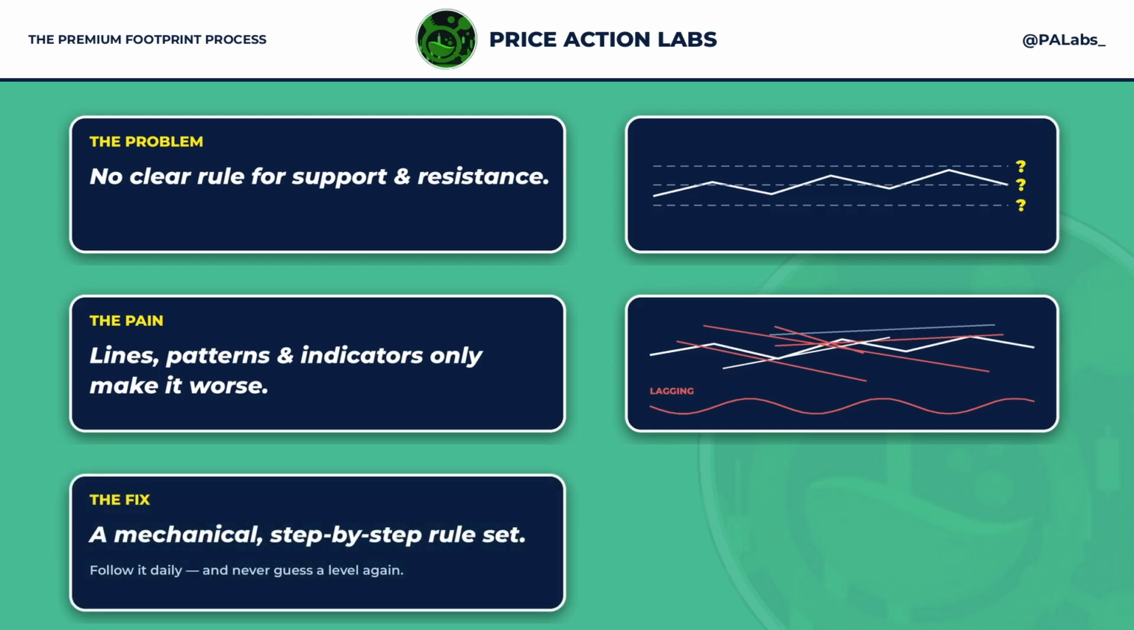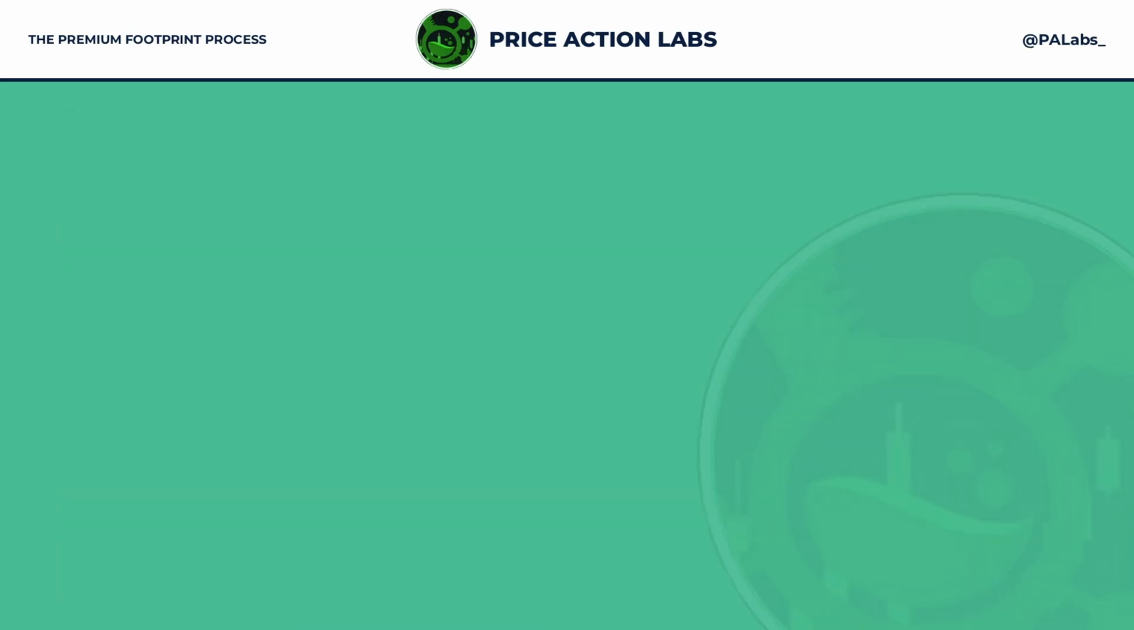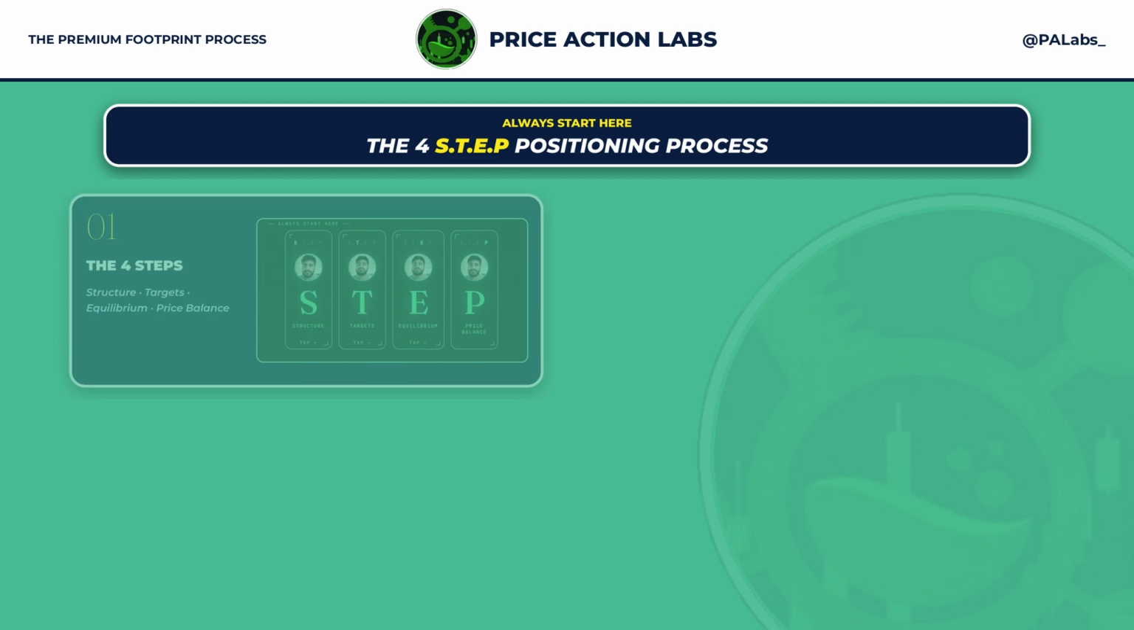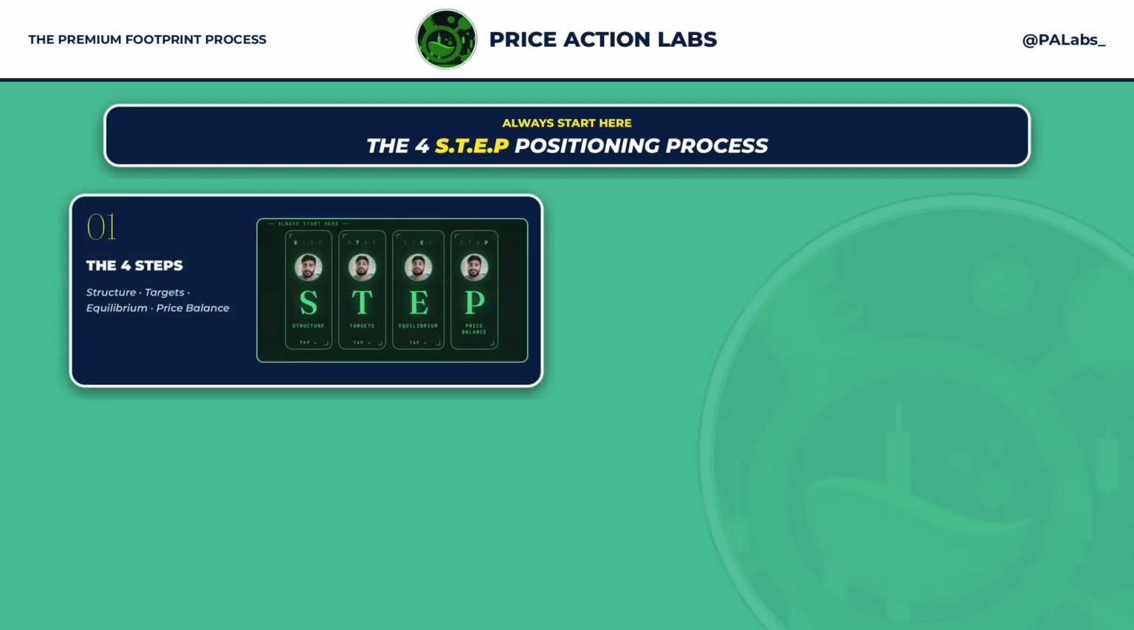And so the fix is a mechanical step-by-step rule set, which is what I'm going to introduce you to now. And this is the 4-step positioning process, okay? The 4-step positioning process comes down to essentially these 4 steps. So it's going to be market structure, or structure for short, targeted liquidity, equilibrium, and price imbalance, right? The exact screenshot you see on the screen. Structure, targeted liquidity, equilibrium, and price imbalance. When you know how to use all 4 of these steps in the right order, it will become a lot easier, systematic, straightforward, and stress-free when it comes to finding your key levels.